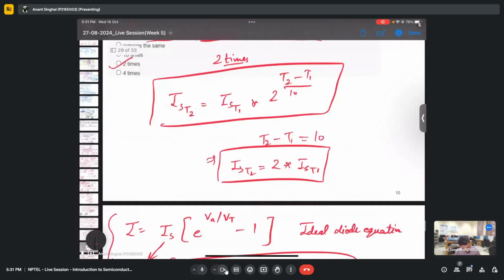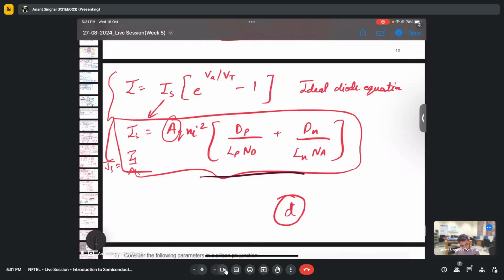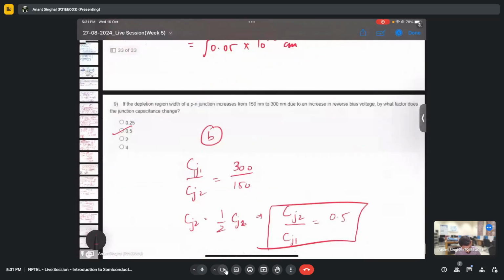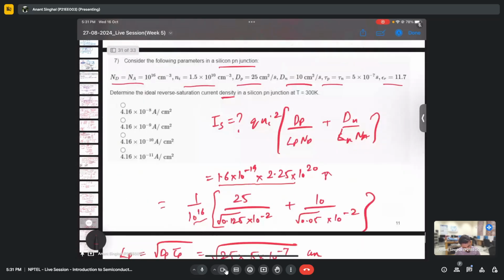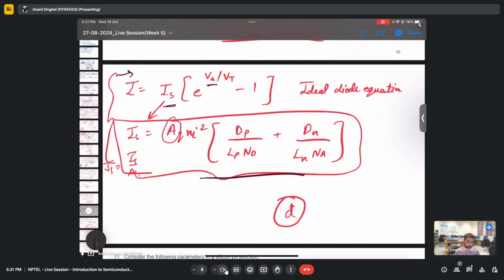And at last we solved the ideal diode equation. The derivation I guess we didn't do, but more or less we were interested in what the reverse saturation current is, and what the effect is on the band diagram after the application of the forward bias. The questions were straightforward. The main thing here was the effect on the depletion width on application of the reverse bias, the takeaway of this particular lecture.